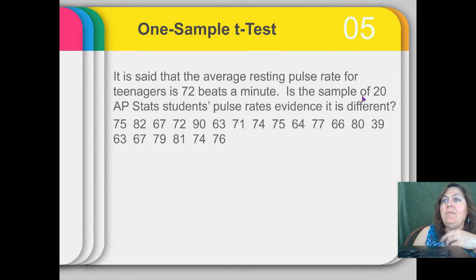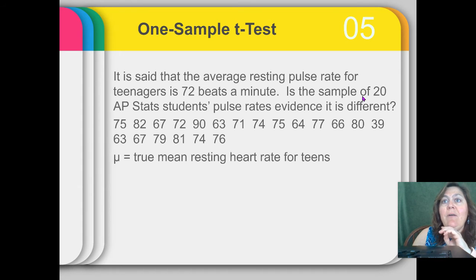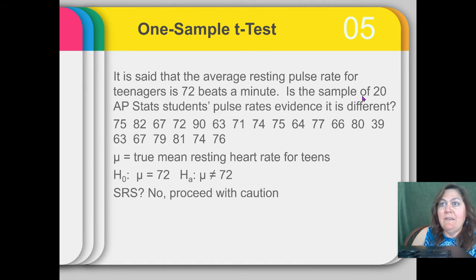Okay. Here's the data. We would have to put our data into the calculator, run one-var stats, and get x bar and s from it, right? So our parameter, the population here, is the true mean resting heart rate for teens, just like we did before. H0 and Ha, just like before. H0 is 72, that's the claim, and then Ha is that it's different than that. SRS, we run our three conditions, just like before.